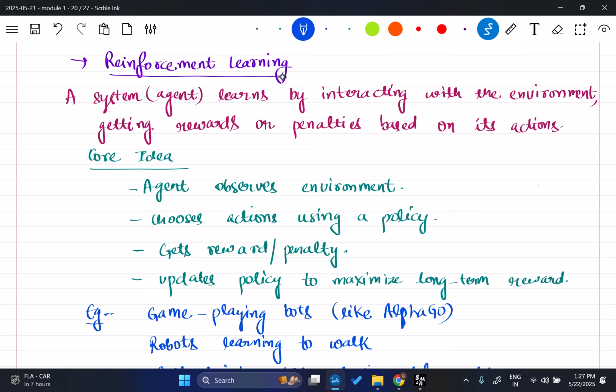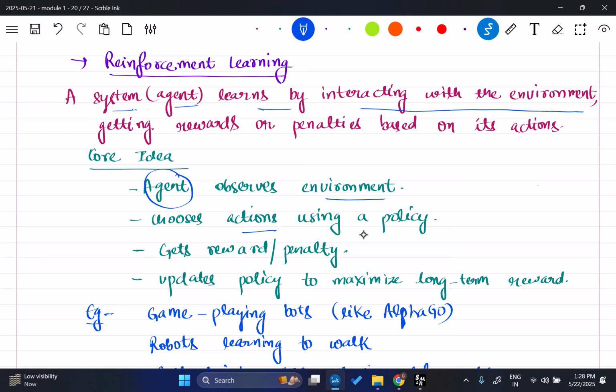So, first of all, what is reinforcement learning? Reinforcement learning is when a system, which we call the agent, learns by interacting with the environment, getting rewards or penalties based on its actions. We have seen these kinds of examples in the real world. Let's suppose we want to train a dog, we give him or her a treat whenever they follow the instructions. That is a kind of reinforcement learning where the dog is the agent and the environment is the surroundings where we are training him, giving him the instructions.